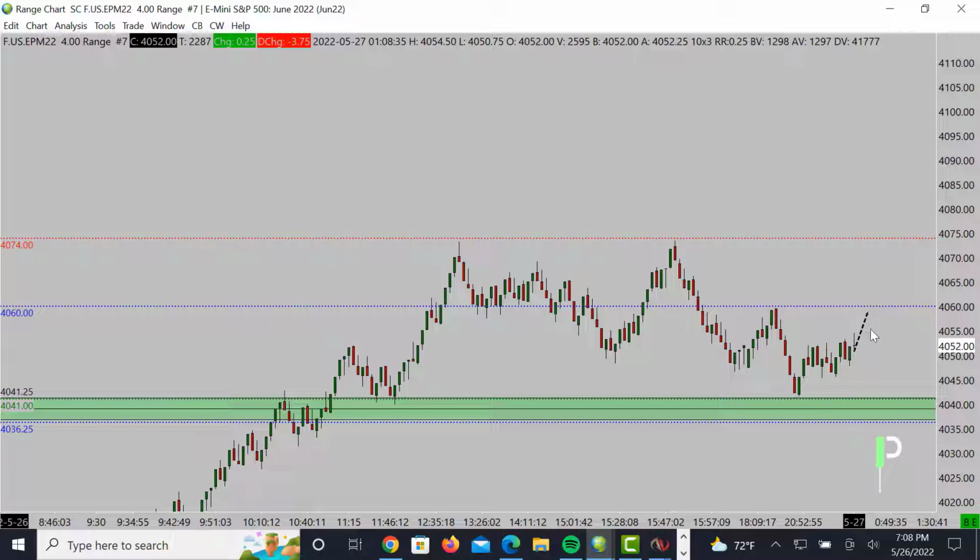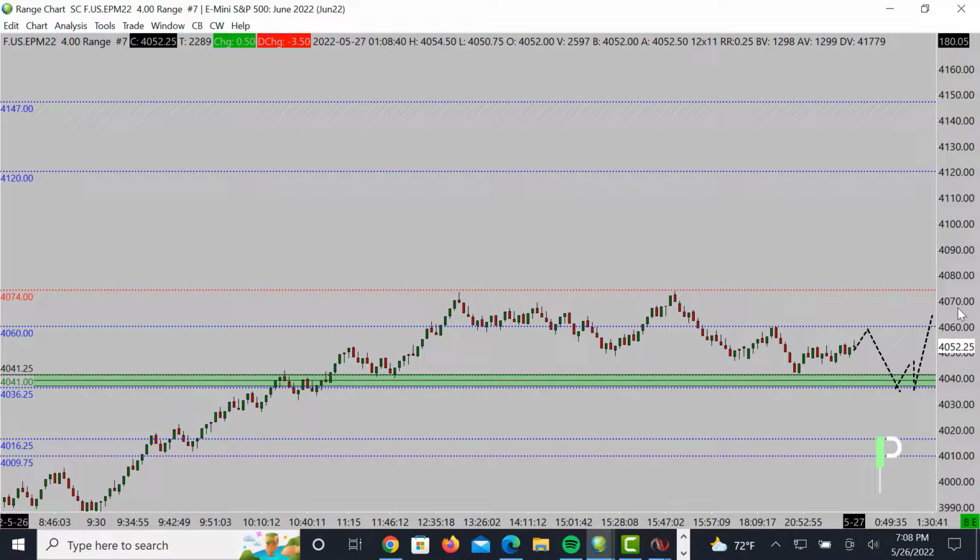So nice pullback here, hit a double top, look for a short opportunity there. If we stall here and get a nice double bottom, look for a long opportunity back up into those 60s, and then above that into 40.74, as that's the area of resistance.